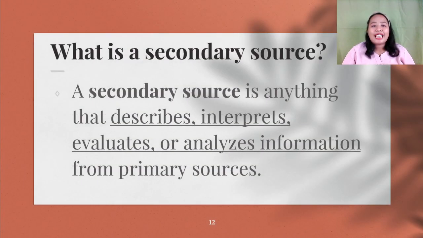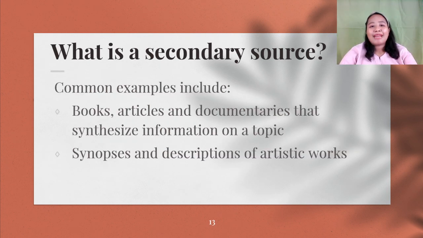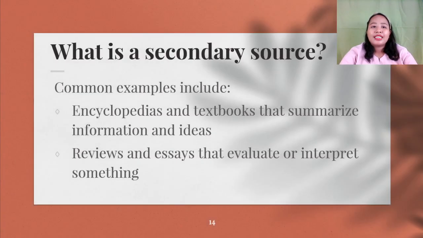A secondary source is anything that describes, interprets, evaluates, or analyzes information from primary sources. Common examples include books, articles, and documentaries that synthesize information on a topic, synopses and descriptions of artistic works, encyclopedias and textbooks that summarize information and ideas, reviews and essays that evaluate or interpret something.